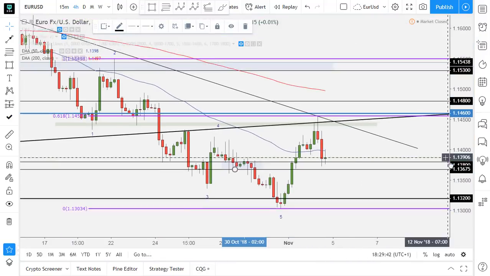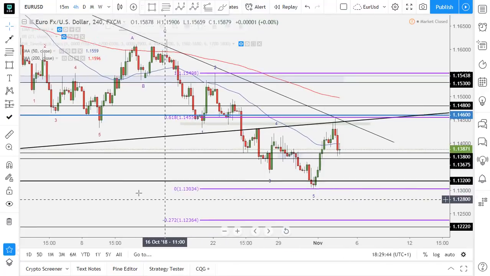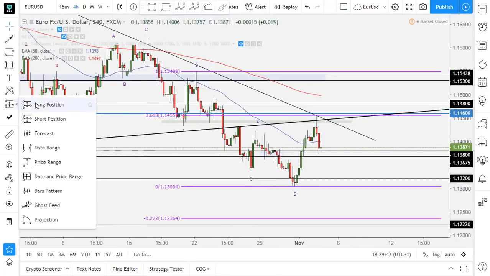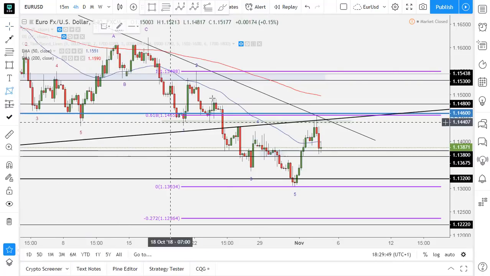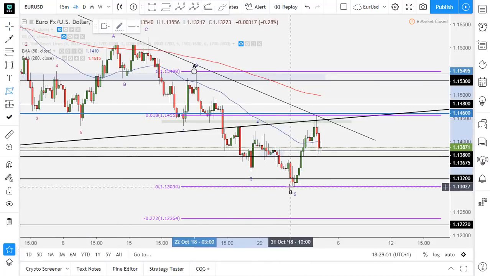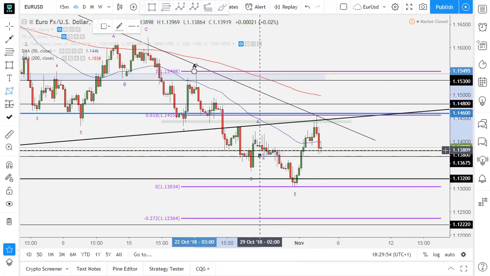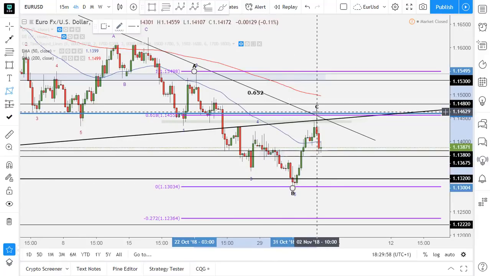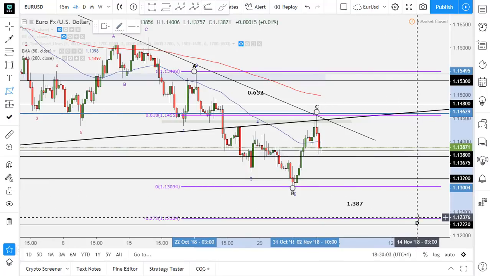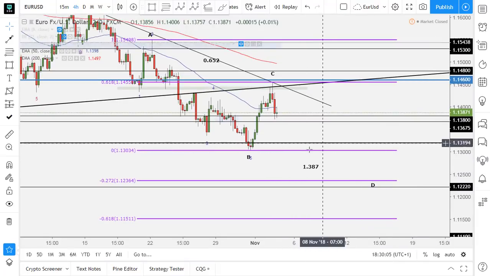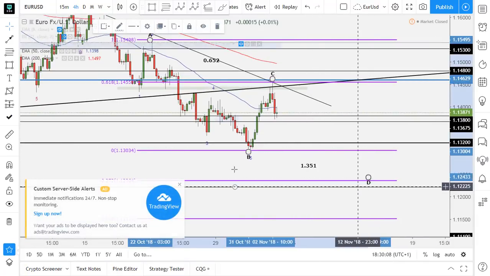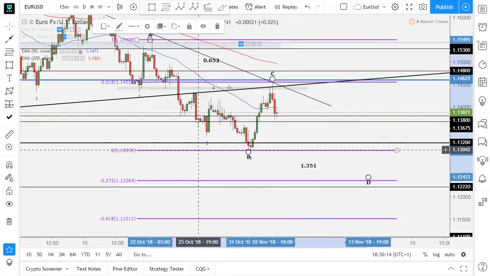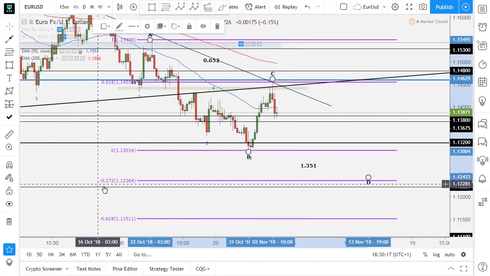Look at this. We may have an ABCD pattern. Our followers know what this ABCD pattern is. So we take the high as the A, we take the low as the B, the C would be the retracement to one of our key fib levels, and the D would be at the extension. So if we break this level, our next target would be point D, which is the extension, the minus 0.272.